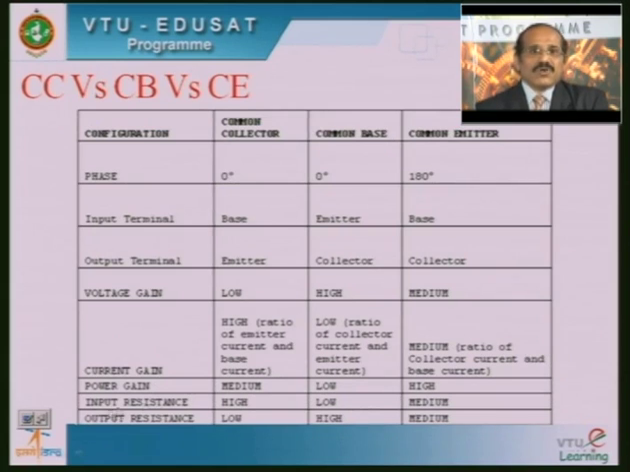So finally, what you conclude is that the common collector configuration is used as an impedance matching device. It is only because it has high input impedance and low output impedance here, whereas the common emitter configuration is preferred as the amplifier. It is only because it has moderate voltage gain and moderate current gain here. That is all. Thank you.